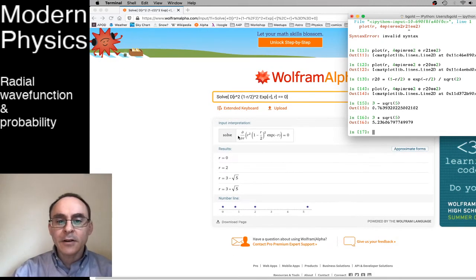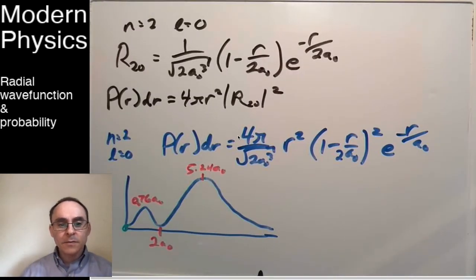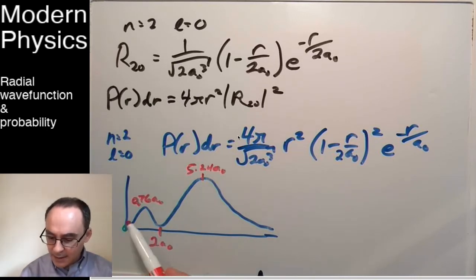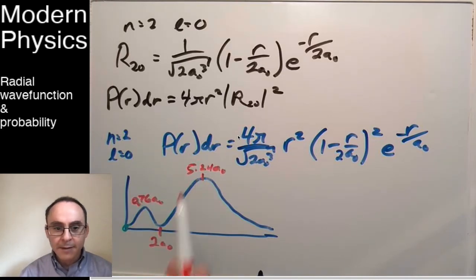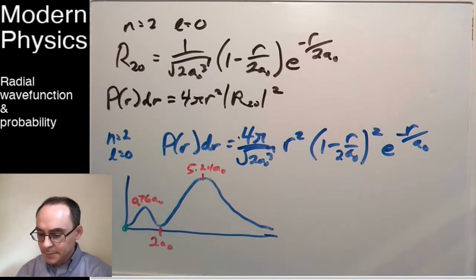So let me flip back here. I've just drawn that on my graph. So what I found out then is where these peaks are. There's a peak at actually a little bit less than a naught. And there's another peak at about 5, a little more than 5 times that Bohr radius.